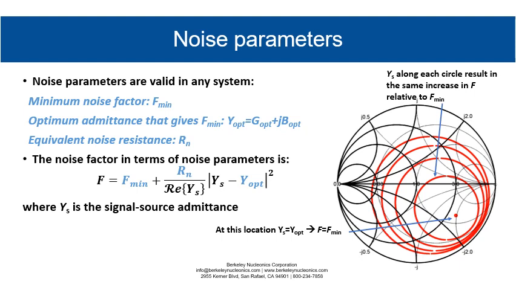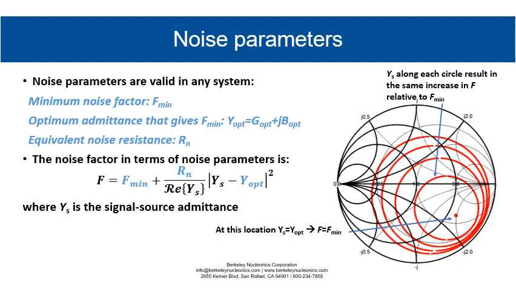A better way is to measure noise parameters of cryogenic LNAs. Noise parameters consist of the minimum noise factor, or minimum noise temperature, Fmin; the complex optimal admittance, or impedance, for minimum noise, Yopt, that consists of the real part, Gopt, and the imaginary part, Bopt; and the equivalent noise resistance, Rn.